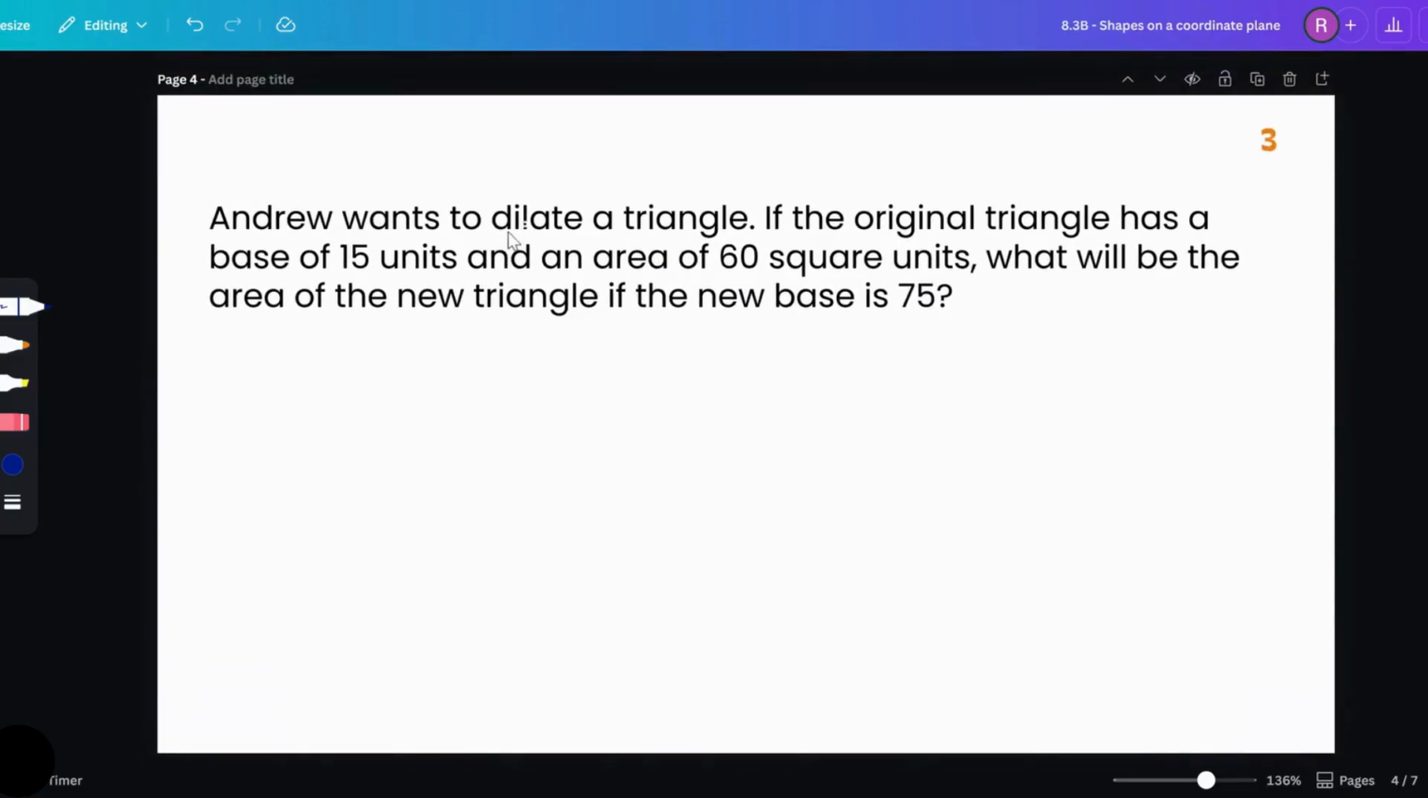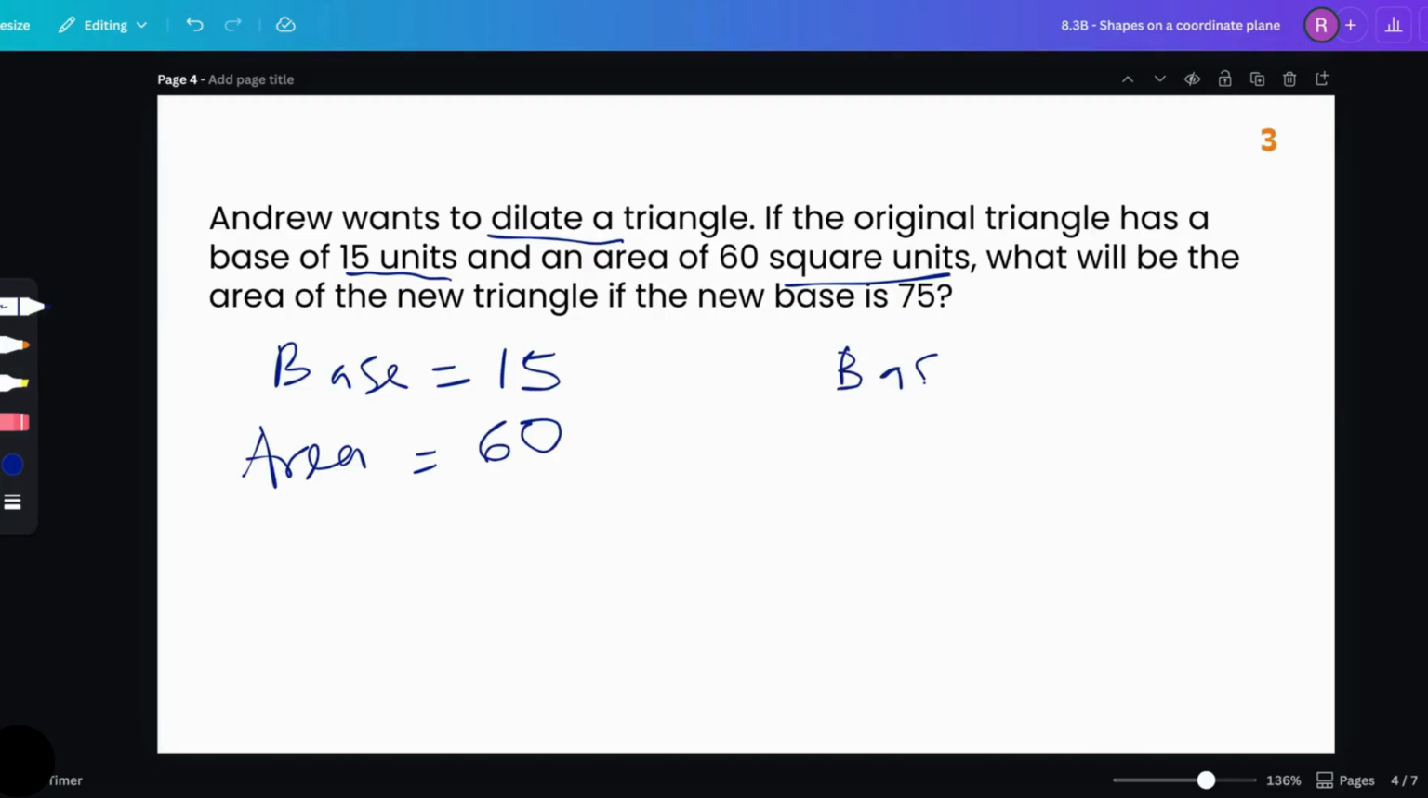Andrew wants to dilate. Once you hear dilate, just know that we are multiplying by a scale factor. Andrew wants to dilate a triangle. The original triangle has a base of 15 units and an area of 60 square units. Don't forget that area is always in square units. What will be the area of the new triangle if the base of the new triangle is 75?